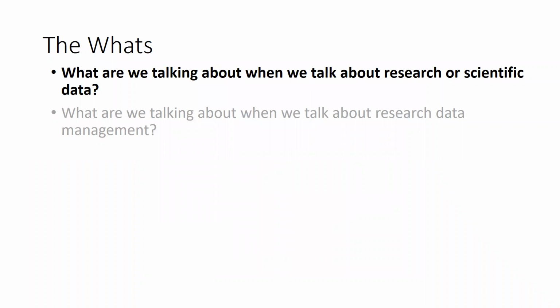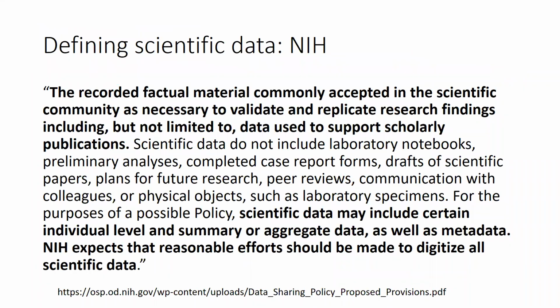So jumping into research data now, we've got two whats to cover. So what are we talking about when we talk about research data or scientific data? And then what are we talking about when we talk about research data management? So a couple of years ago, I'd say that it was a little bit harder to pin down what we were talking about when we talked about scientific data. We always referred back to the NIH definition because this is what they use. The bold part at the top, they define scientific data as the recorded factual material commonly accepted as necessary to validate and replicate research findings.